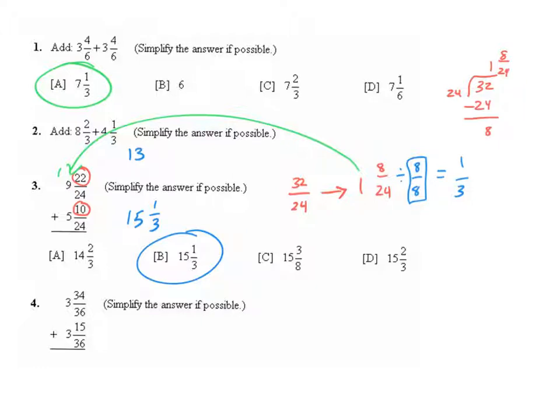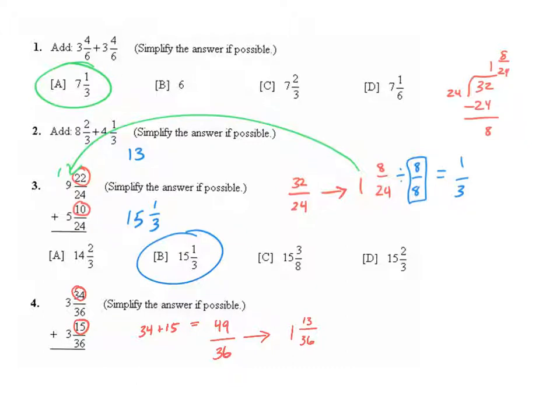And number 4, 3 and 34/36 plus 3 and 15/36. We have a common denominator, so I can just add 34 plus 15. 34 and 15 is 49. And the denominator is 36. So I have 49/36. That is an improper fraction, so I'm going to change it to a mixed number. 36 goes into 49 one time, and there are 13 leftovers. So 1 and 13/36.